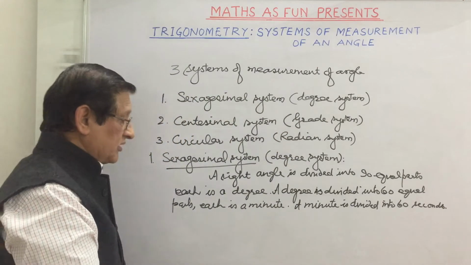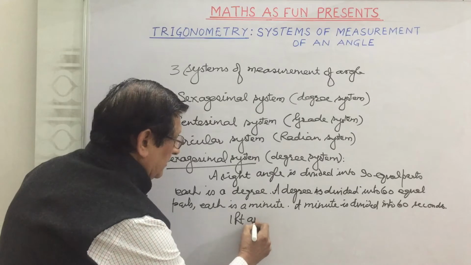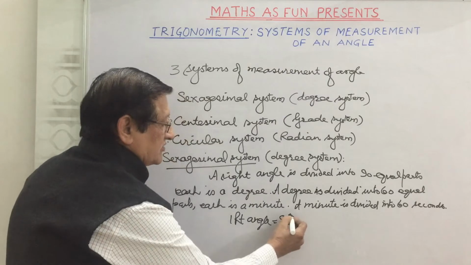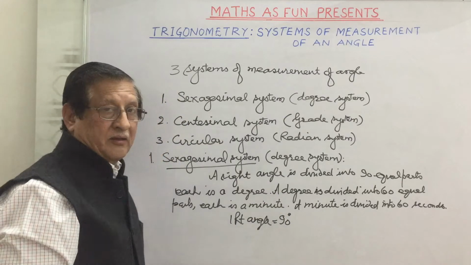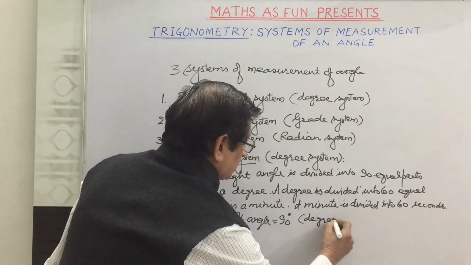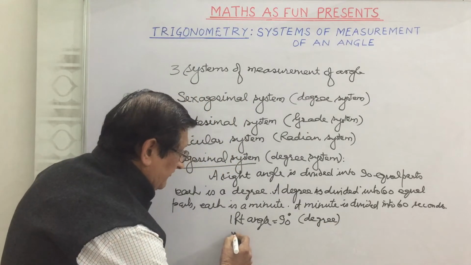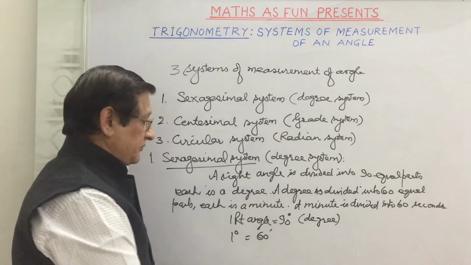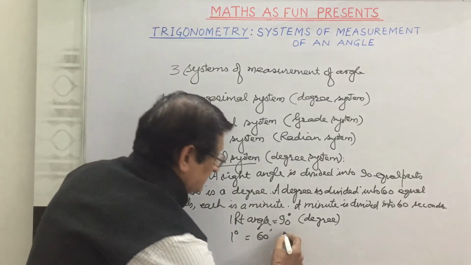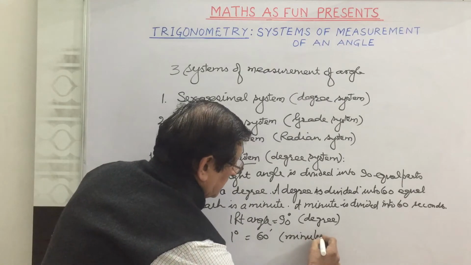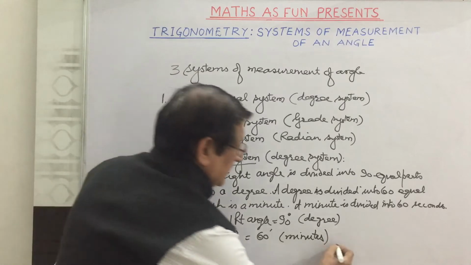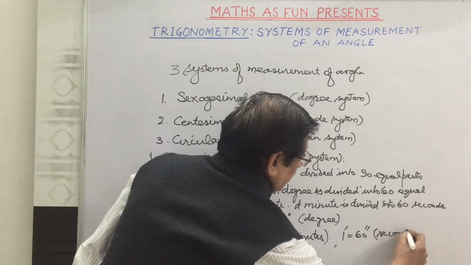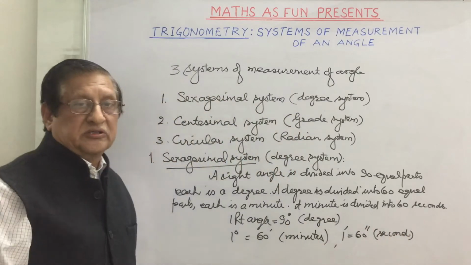In short, we can remember it like this, that one right angle is equal to 90 degrees. This is a symbol for degree. A degree is further divided into 60 minutes, and the representation for minute is a dash. And a minute is further divided into 60 seconds, and the second is represented by double dash.